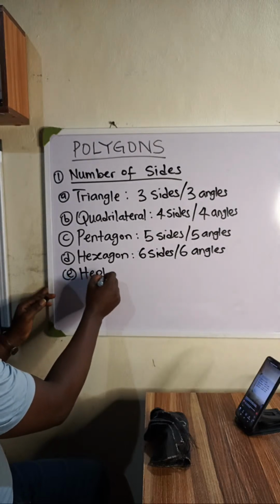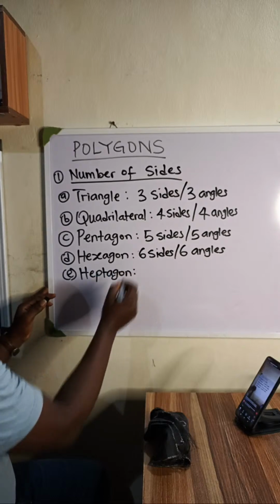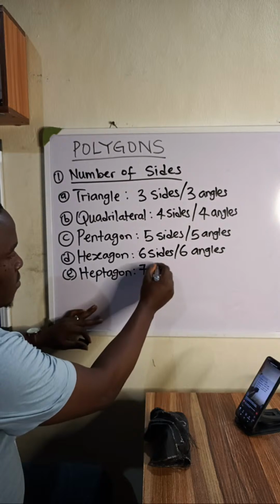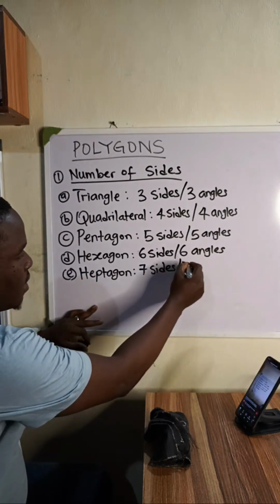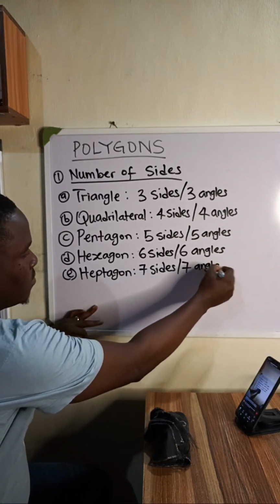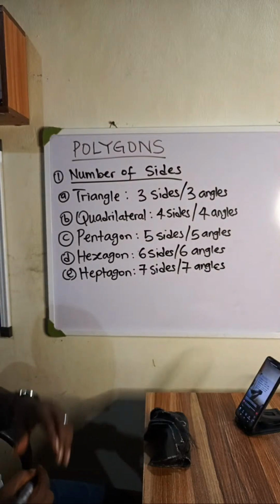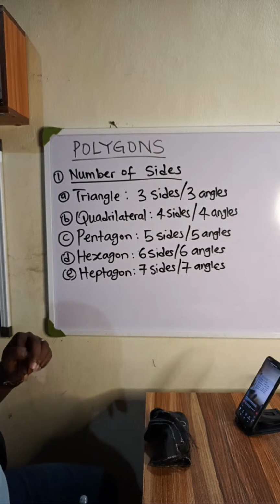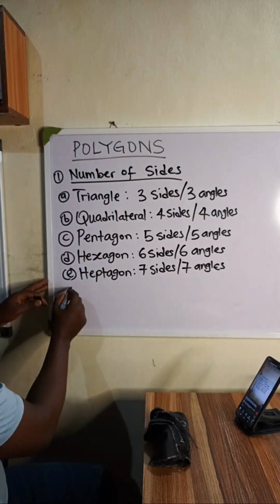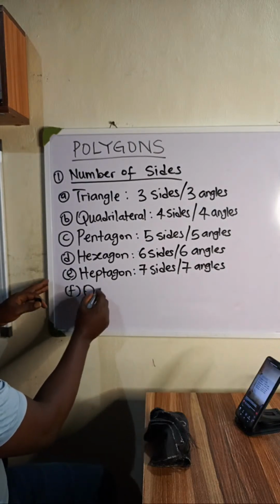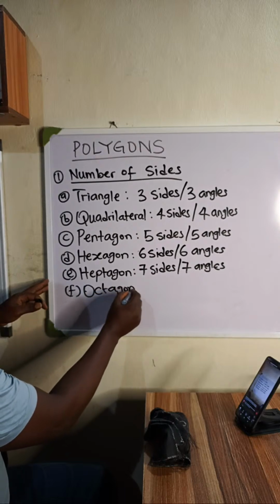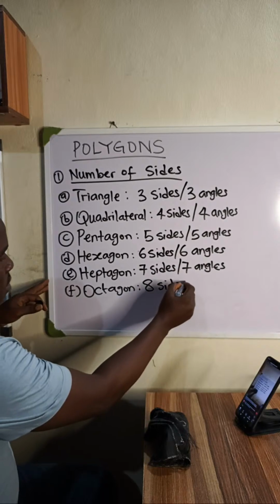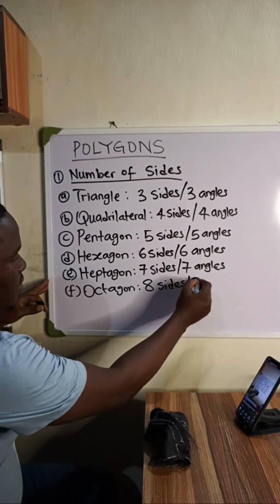So the next one, E, heptagon. A heptagon is a polygon with 7 sides, 7 angles. So a heptagon is a polygon with 7 sides and 7 angles. And next, we have octagon. So an octagon has 8 sides, 8 angles.